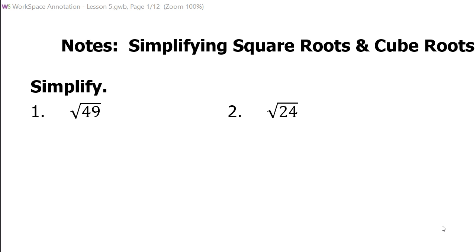Simplifying square roots and cube roots. So simplifying square roots, that's what you did in Algebra 1. Simplifying cube roots, that's going to be something new for Algebra 2. Now, when you're simplifying square roots, you have to use perfect squares.